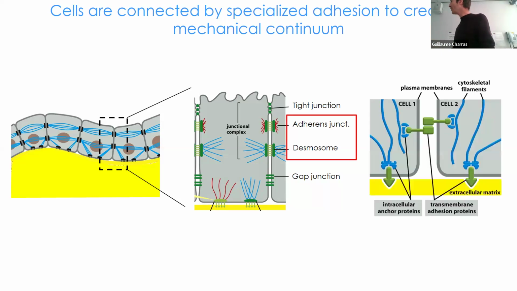And they've got roughly the same organization in the sense that they both comprise some transmembrane proteins. Those transmembrane proteins will link cells to one another via their extracellular domains. And on the cytoplasmic side, they'll bind to the cytoskeleton, usually via the intermediary of a number of different adapter proteins.